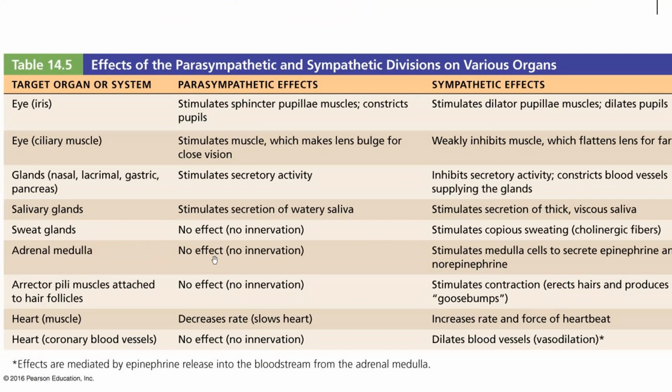Adrenal medulla: sympathetic stimulates adrenal cells to secrete epinephrine and norepinephrine; parasympathetic, no effect. So this is one of the organs that only has one effect. It only has a sympathetic stimulation, it doesn't have a parasympathetic. The adrenal medulla. Arrector pili, same thing. That's the muscle attached to the hair follicle, which causes the hair to stand up and causes goosebumps.